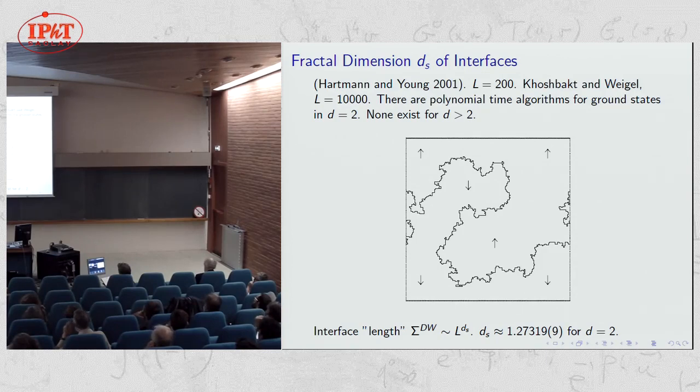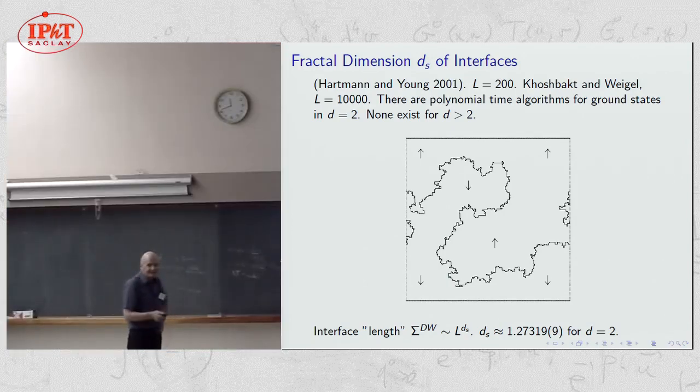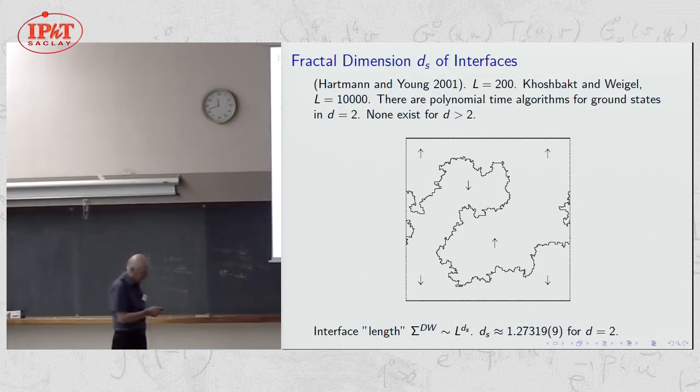Kotschbach and Weigel have extended this work to 10,000, and you find the ground states exactly in this work. So it's an incredible numerical achievement, I think. And with that achievement, they managed to pin down the value of ds in 2 dimensions to this value here, 1.27319, and search at the last place. And I think this is just an amazing piece of work. Alas, their work does not extend to higher dimensions, because the problem in higher dimensions is NP hard, and these polynomial time algorithms do not work in higher dimensions.